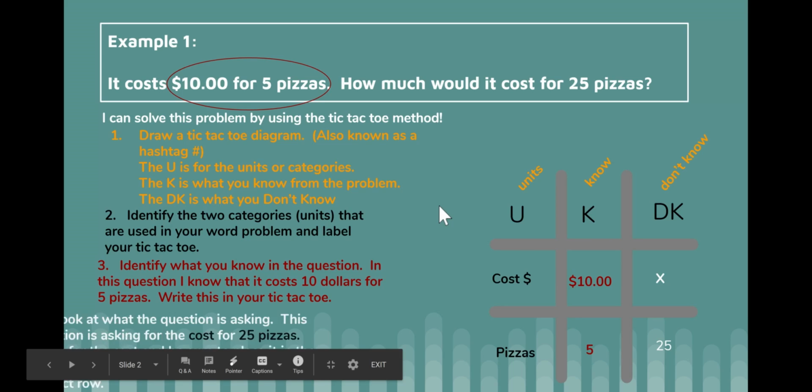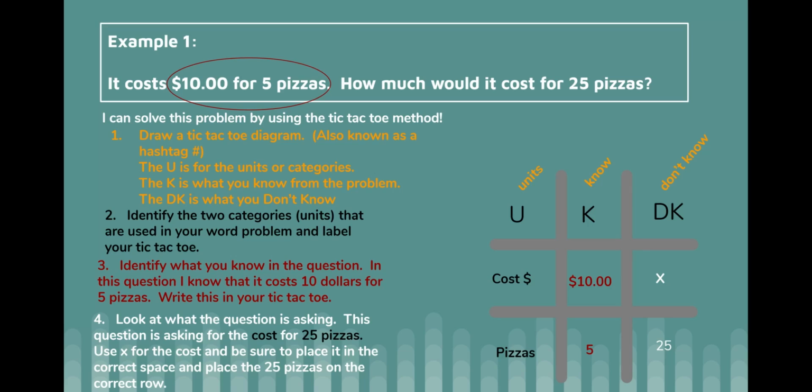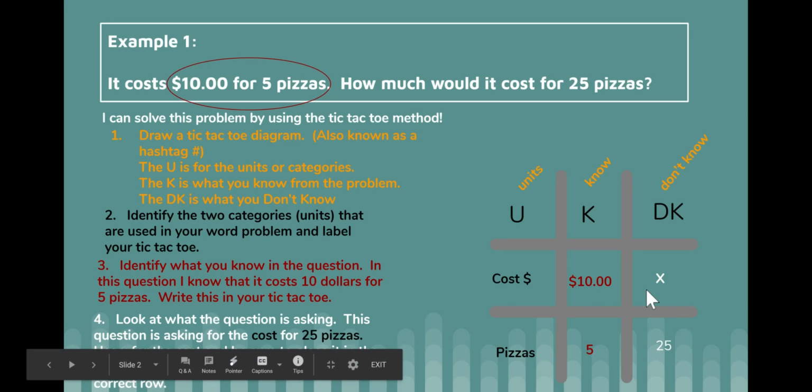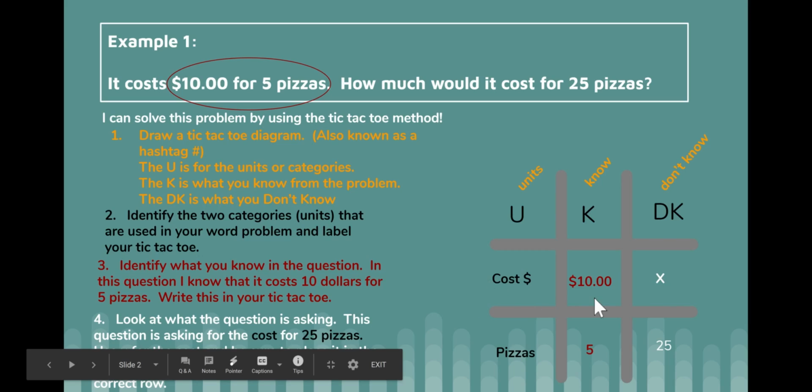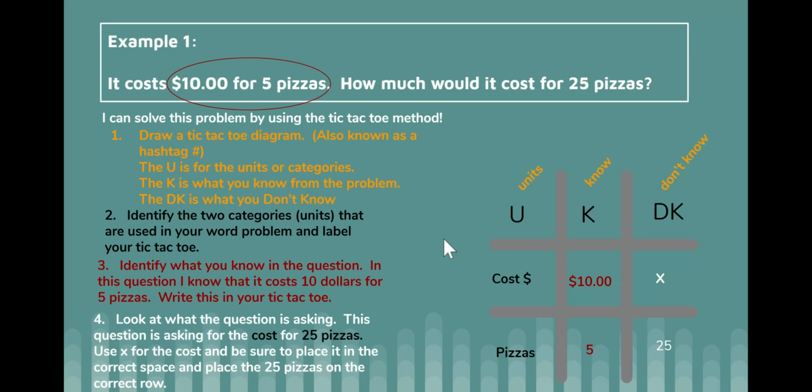The next step is to look at my question. When I go up to my question, it asks me how much would it cost for 25 pizzas. So I look at what the question is asking me. This question is asking me for the cost, so I'm looking for the cost for 25 pizzas. Since I don't know the cost, I'm just going to put an X in that spot. So I'm going to use X for the cost, and be sure you place it on the right line. I have to put this with my cost right here, because I want to know how much it costs for 25 of those pizzas. So make sure you put your 25 with the pizzas, because that's what it needs to go with.